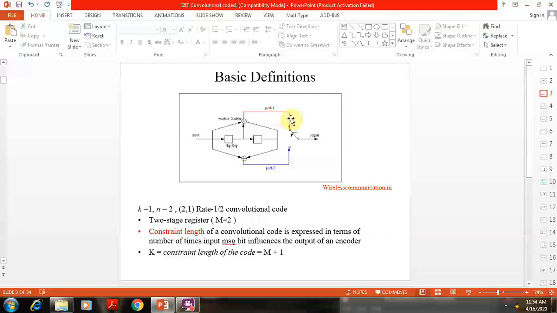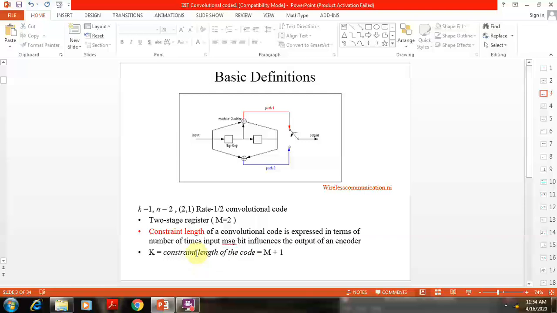It will again have contribution in generating the output, and when the input comes at the output of the second shift register, it will again produce the output. So the number of times it affects the output is 3. So the input is affecting 1 time here, second time here, and third time here. So 3 times the input is affecting the output. The constraint length of the convolutional encoder is 3.